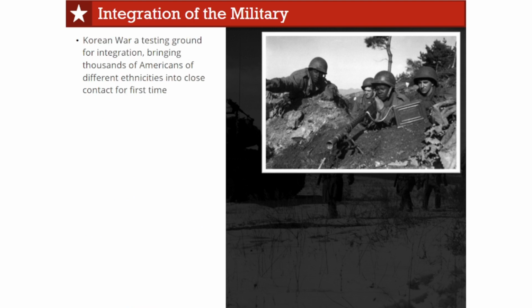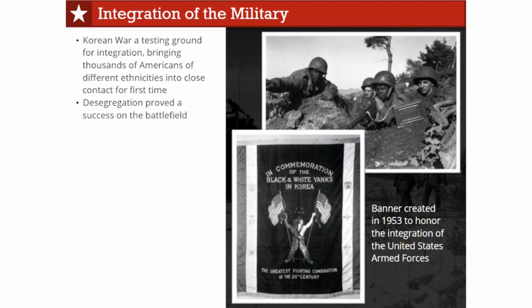The Korean War proved a testing ground for integration, bringing thousands of Americans of different colors and ethnicities into close contact with one another for the first time. As the number of integrated units grew, desegregation proved a great success on the battlefield. By late spring of 1951, it became policy to assign men individually to understrength units based on nothing more than their job specialty. Officials in the U.S. Armed Forces began to work toward full integration worldwide. By October 30th, 1954, a little over a year after the fighting had ended in the Korean War, the Secretary of Defense announced its last segregated unit of the armed forces had been abolished.